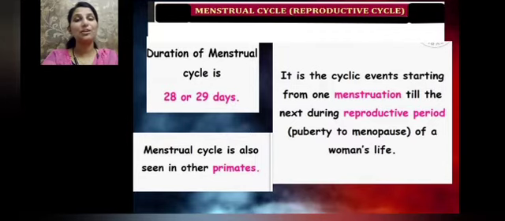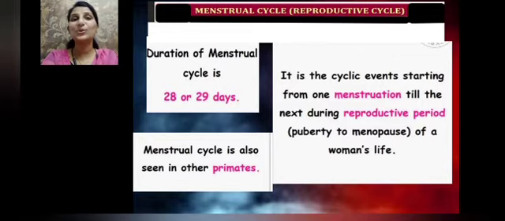The females of placental mammals exhibit cyclic changes in the activities of their ovaries, the accessory ducts, and hormones throughout the reproductive phase. And these cyclic changes take place in primates. Who are these primates? It includes monkeys, apes, and humans. And such cyclic changes taking place in the primates are called the menstrual cycle.